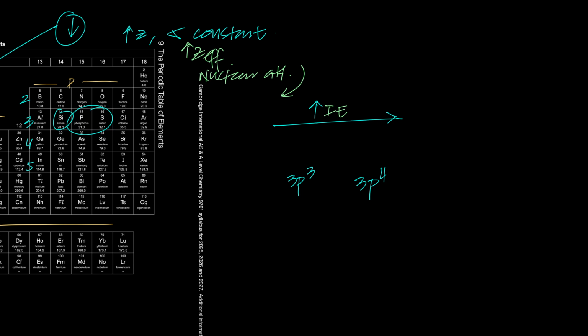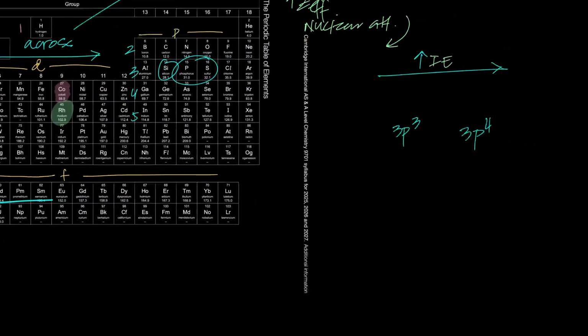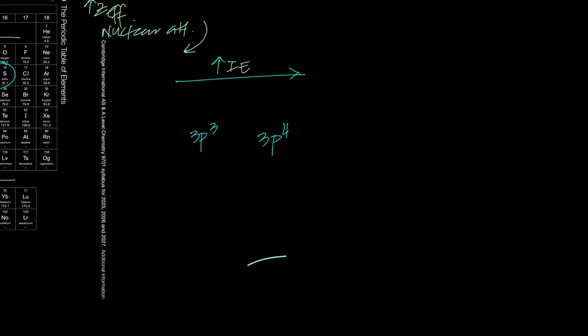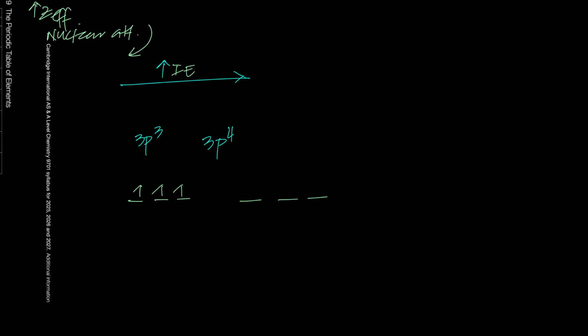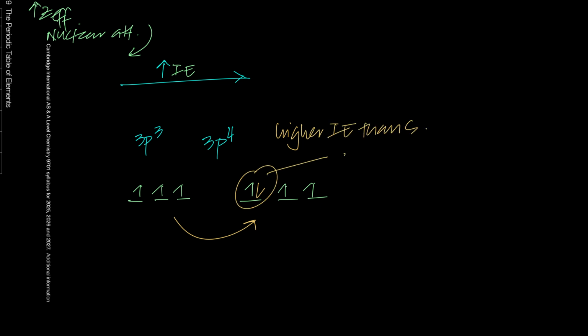But if you look at phosphorus and sulfur, just like magnesium and aluminum are an exception, phosphorus and sulfur are also an exception, right? What's that exception? Well, phosphorus is 3p3 and sulfur is 3p4. Now, although the ionization energy increases across the period, between phosphorus and sulfur you realize that phosphorus actually has a higher ionization energy than sulfur. Why? Because of spin pair repulsion.